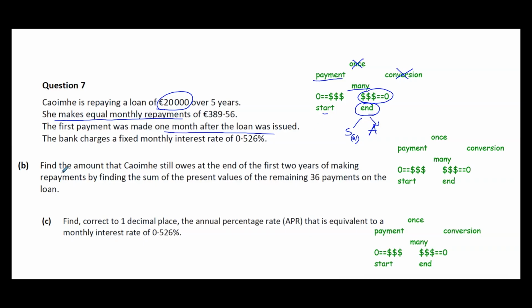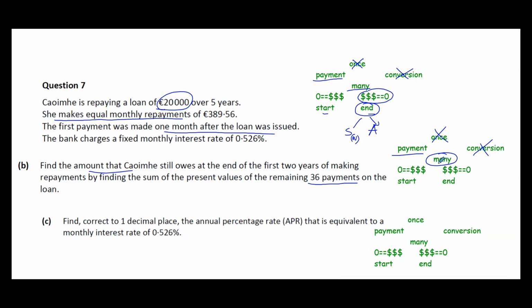Then in this part, we have to find the amount of money she still owes at the end of the first 2 years of making repayments. So she's making repayments, and then we have to say, well, how much does she owe at that stage? So again, is that about once-off payment, or is that many payments or conversion? We are not converting. We are not finding yearly or monthly or whatever rate. So we are talking about the payment. And here we are saying by finding the sum of the present value of remaining 36 payments. So we are talking about many payments, not once-off payment.